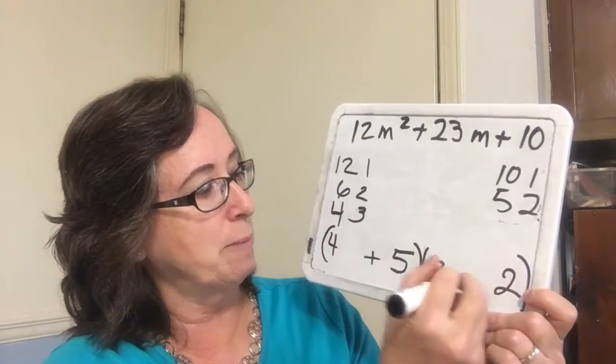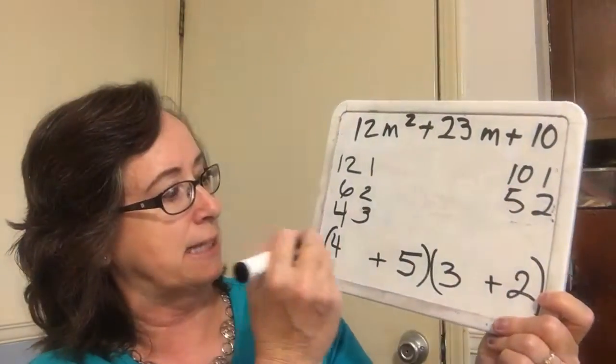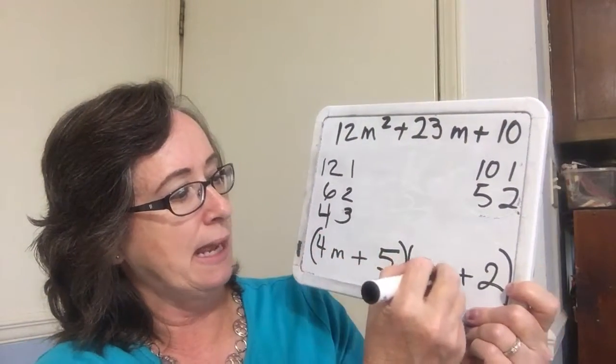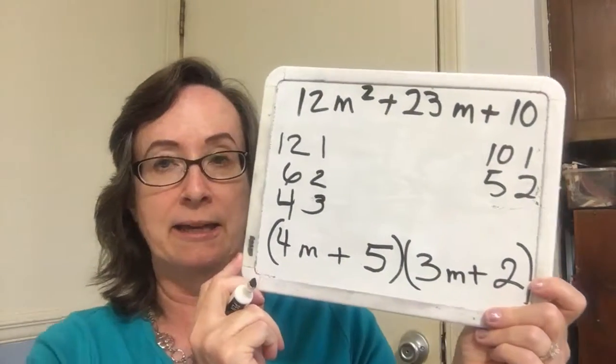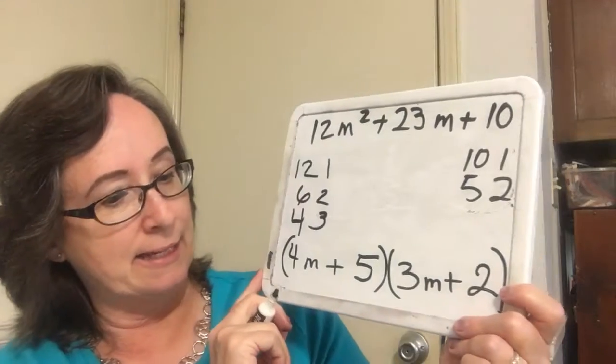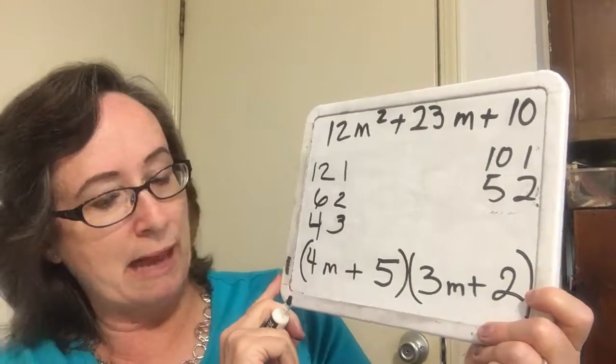I go ahead and plug in my signs, same sign, both positive, plug in my M's, and FOIL it to check, and I am done. That is the correct answer for that one.